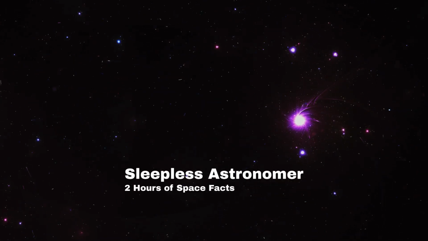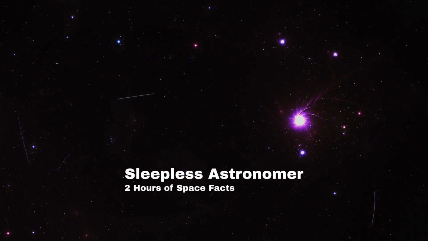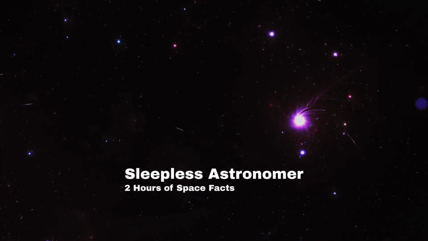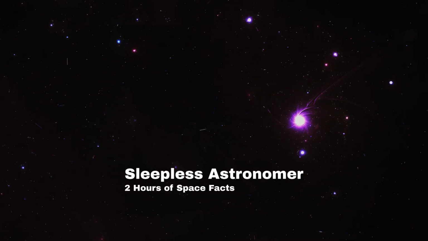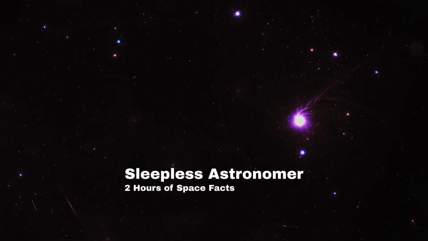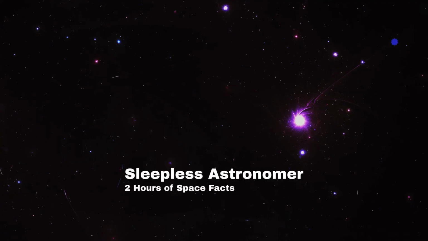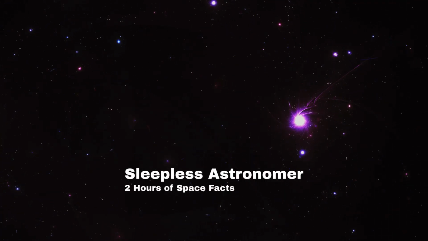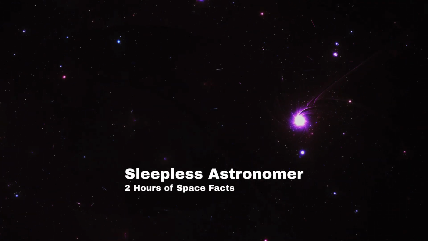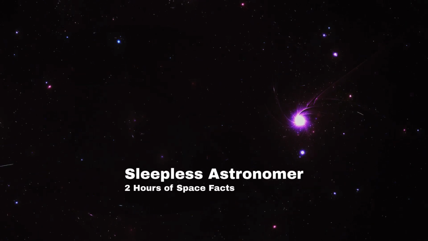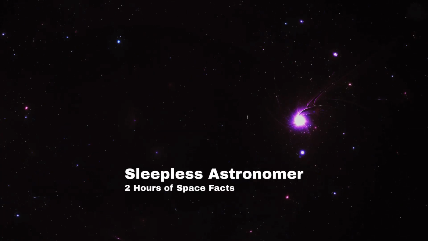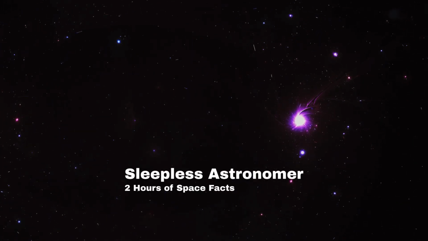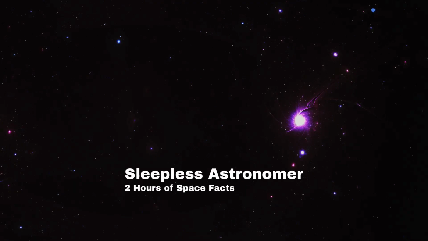From tiny asteroids where you could literally jump into space if you weren't careful, to massive Jupiter where even the most powerful rockets would struggle to escape, the speed required to leave a world tells us about that world's fundamental properties and shapes everything from how we design spacecraft to which worlds can hold atmospheres, determining the accessibility of each destination in our cosmic neighborhood and beyond.